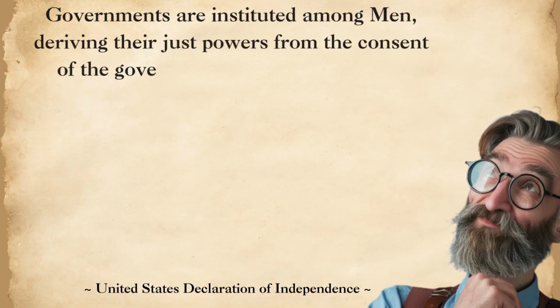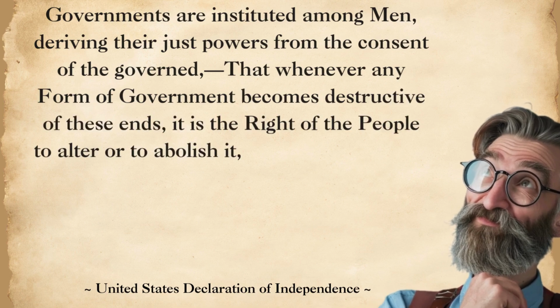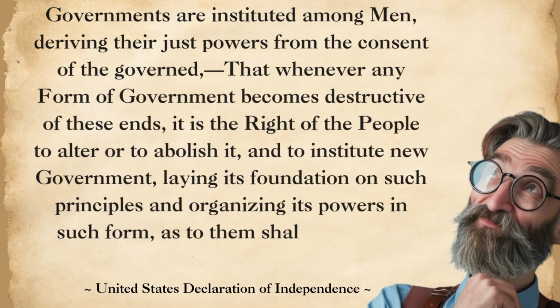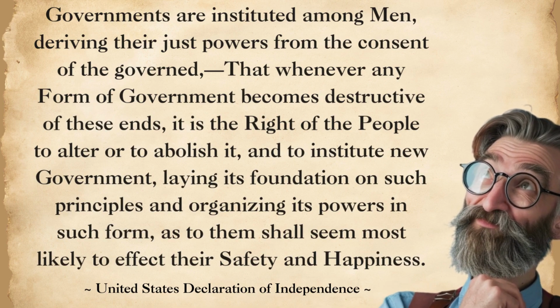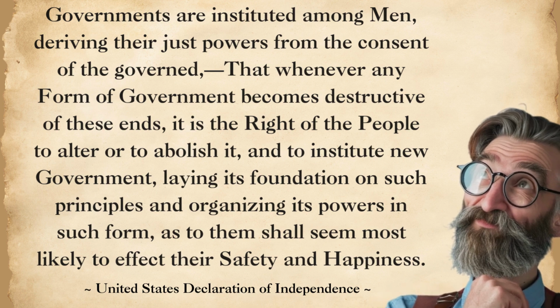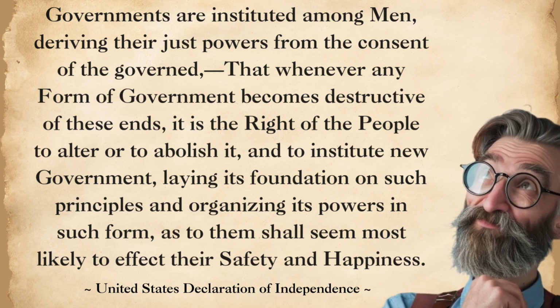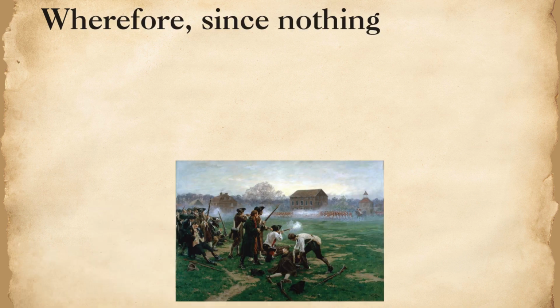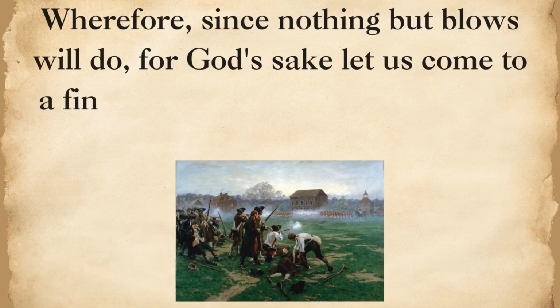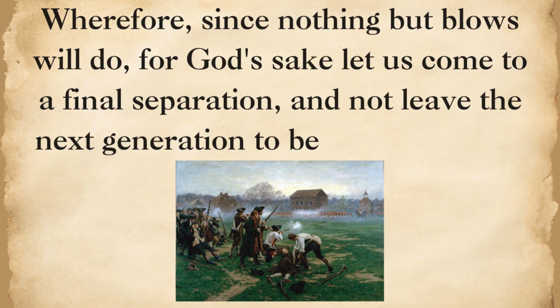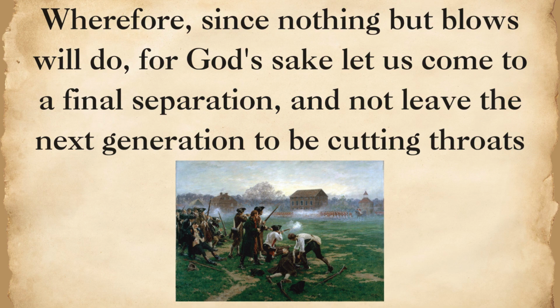Paine further asserted that when a government fails to uphold its end of the social contract, the people have the right to dissolve it and establish a new one. This, of course, was included in the Declaration. The controversial part of his assertion is that he argues that if a government fails to protect its citizens, it loses its legitimacy and can be overthrown, violently if need be.